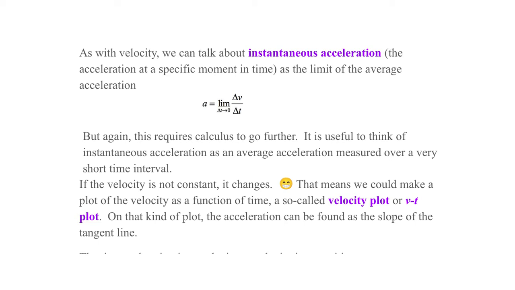If the velocity is not constant, then it changes. It's sort of duh. That means we could make a plot of the velocity as a function of time, a so-called velocity plot or VT plot, and on that kind of plot, the acceleration can be found as the slope of the tangent line on VT plots. That is to say, the acceleration is to the velocity as the velocity is to the position. It plays the same role, just one step further down.